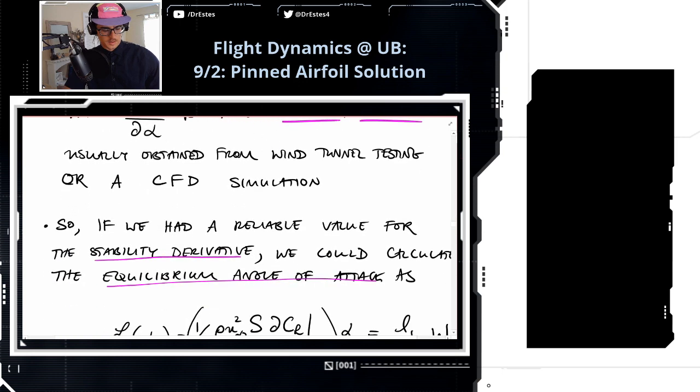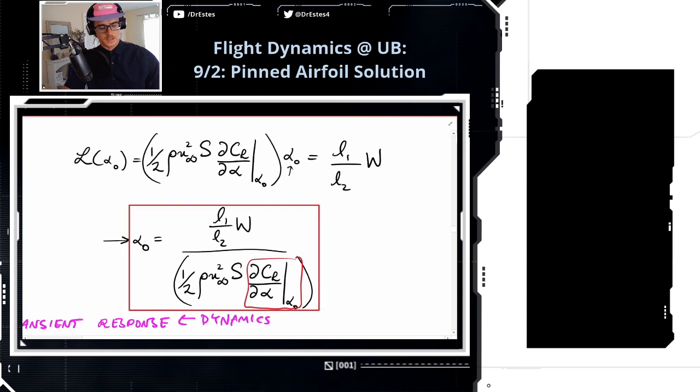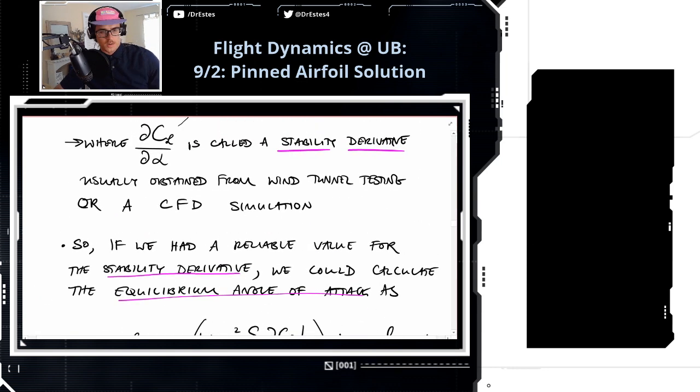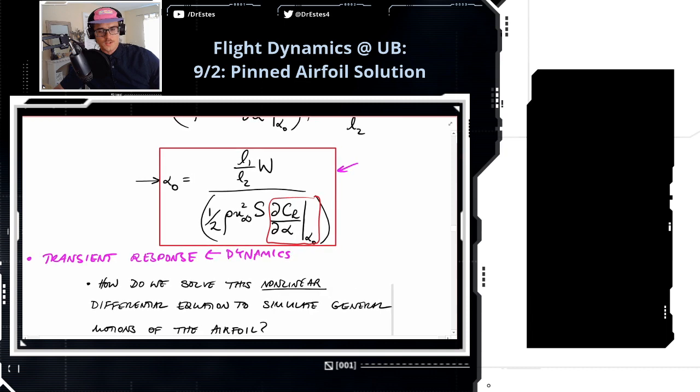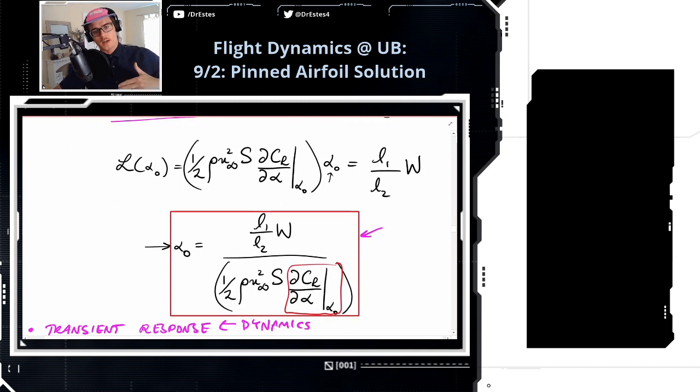Let's look at this. Okay, and basically, if you have the coefficient of lift, you can solve for the equilibrium angle of attack in this mathematical expression. So once you solve for an equilibrium point, we linearize the dynamics about that equilibrium point.